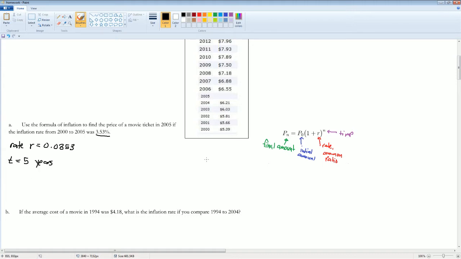So, we also need one more thing. We need the initial amount. So, I should have color coded this. Bad job. Okay, let me color code this so you can see this much better. So this was the rate, R equals 0.0353. Purple was time, equals 5 years.